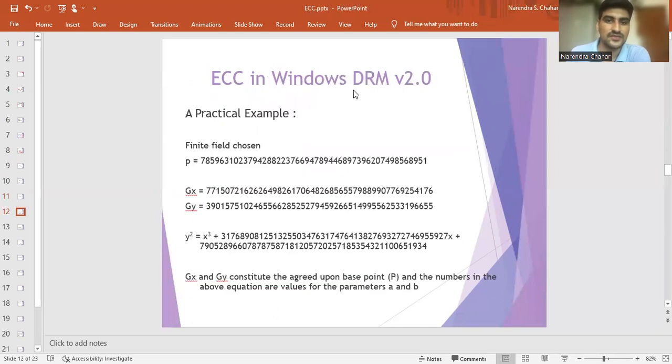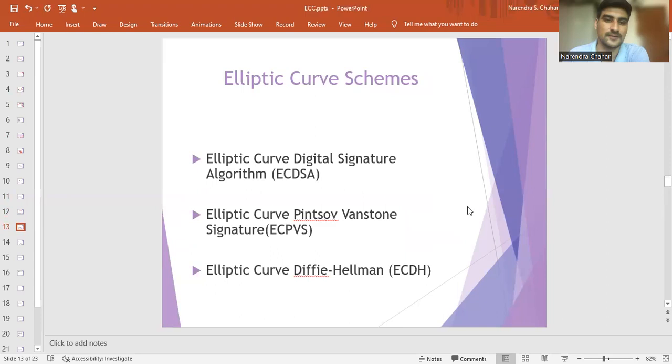When we look at ECC in Windows DRM version 2.0, the finite field is chosen like this P, and we find Gx and Gy here. The equation is y square is equal to x cube plus, and we are just adding these values. Gx and Gy constitute the agreed upon base point P, and the numbers in the above equation are the values of the parameters A and B.